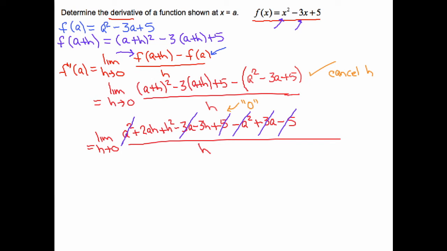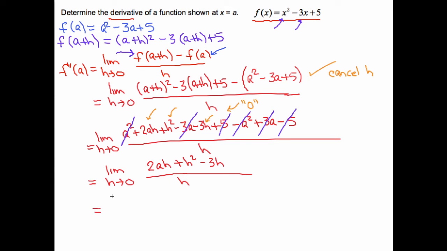And notice, if my goal is to cancel the h, what I see is 1, 2, 3 terms left in the numerator, and they all have what? They all have an h. Do you see where I'm going with this? I'm going to factor out an h from the numerator to get my cancellations. So my next line is the limit as h approaches 0. And I'll write those 3 terms down, which are 2ah plus h squared minus 3h over h.